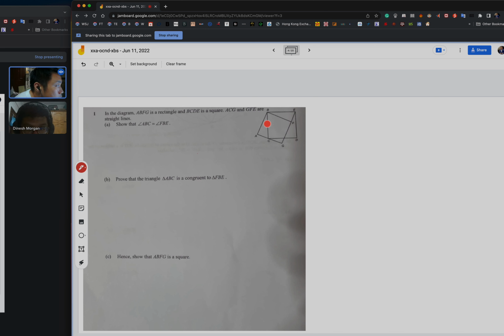A, B, C. So let me take as you show them. This is equal to F. Yeah, these two, yeah. Whoa, crazy stuff. BC is a, ABCD is a square.